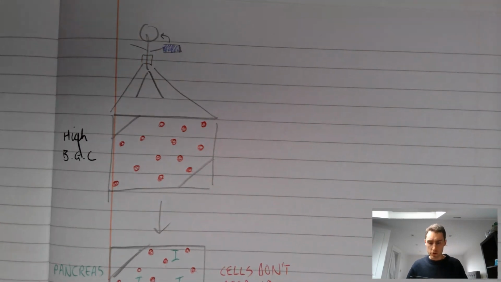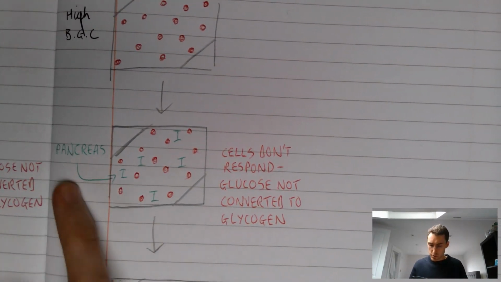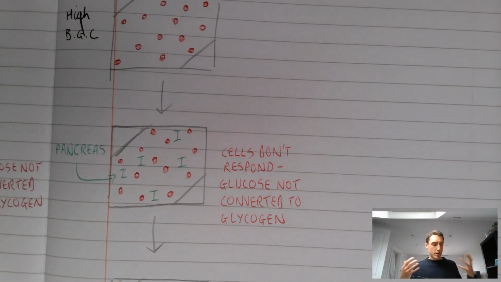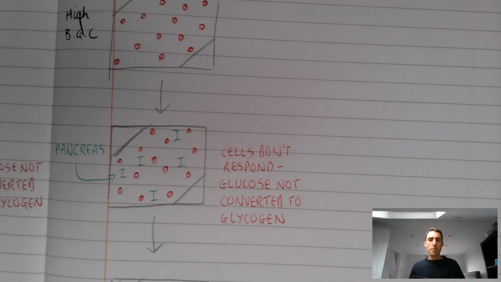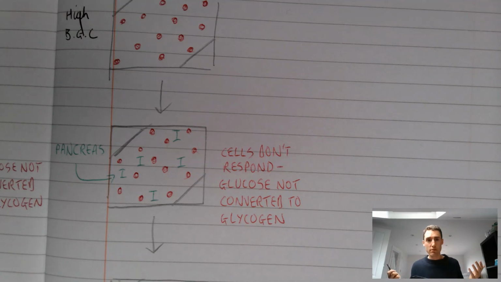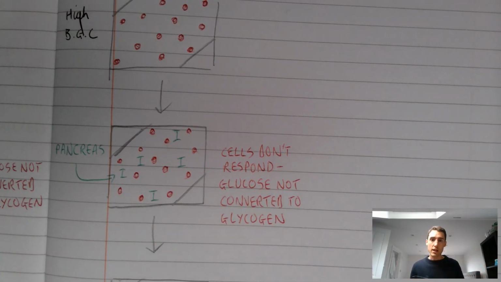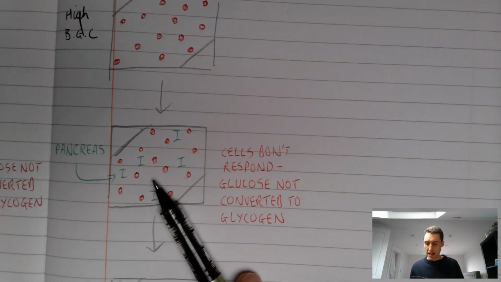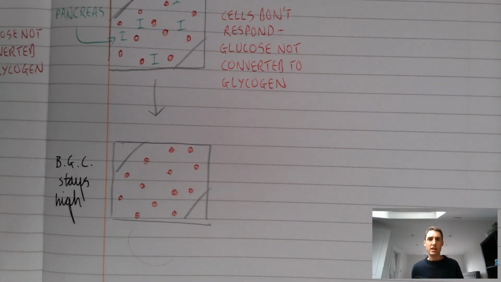we've got the high blood glucose concentration, as we've seen. In this case, their pancreas produces insulin, but essentially because they've been hammering so much sugar into their blood for such a long time, the cells just stop responding, and even though the insulin is there, the glucose just no longer gets converted to glycogen. So again, the glucose does not exit the bloodstream, and therefore the blood glucose concentration stays high.